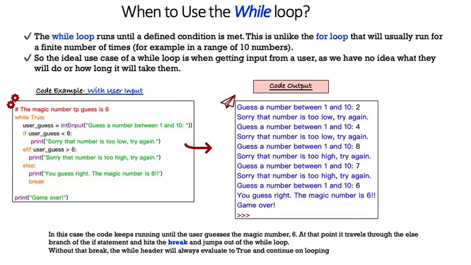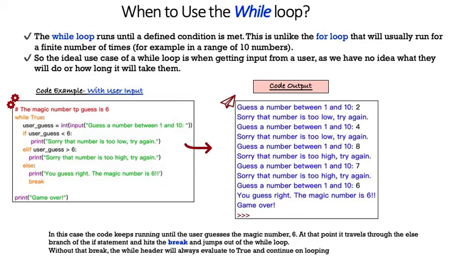So we have a variable in the body of the while loop, user_guess. We set that to an integer and ask them for input. Guess a number between 1 and 10. If user_guess is less than 6, in our first branch of the if statement, we'll print, sorry, that number is too low, try again. And the elif, we do the same, except it's greater than 6, and we say, sorry, that number is too high, try again. Then we have our else branch, print, you guessed right, the magic number is 6, and then we have a break. And then outside the body of the loop, we print game over.